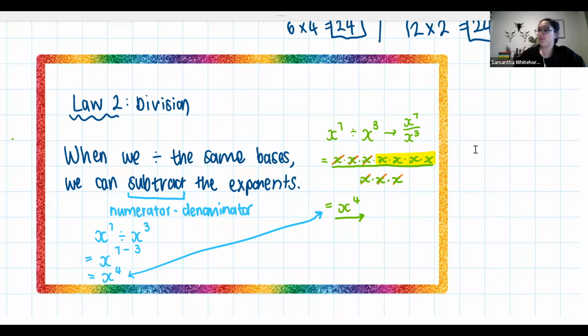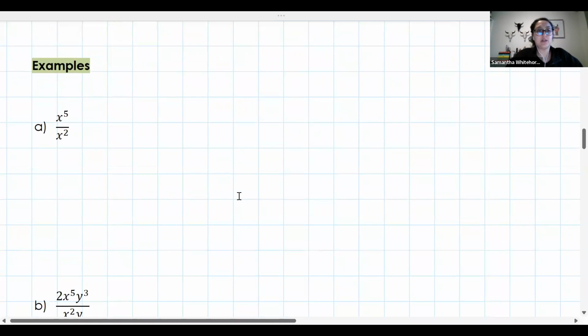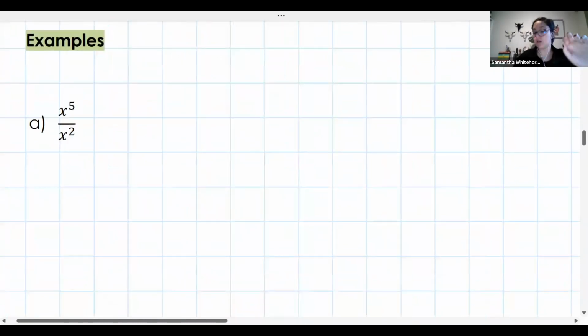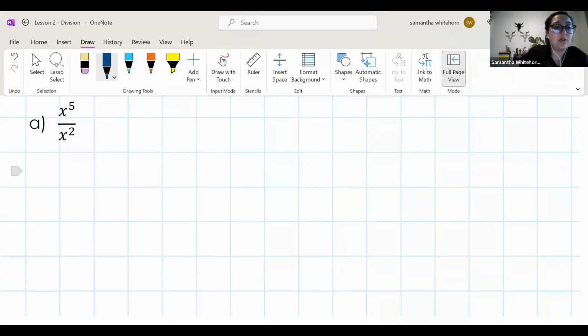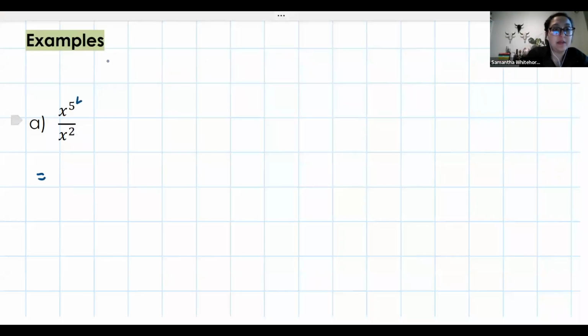Alrighty, guys. So let's have a look at some examples. So our first example here, we're just going to keep it nice and easy to start off with. We've got x to the power 5 divided by x squared. Now, if we just apply our law, we know that we take our top exponent and we subtract the bottom exponent. So we will have x to the power 5 minus 2, leaving me with x cubed.